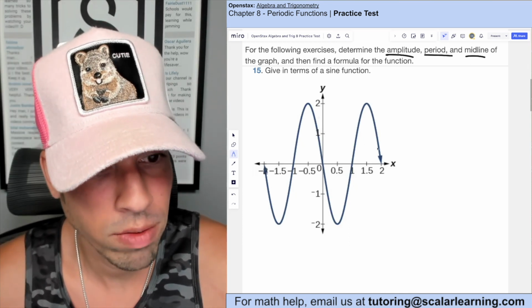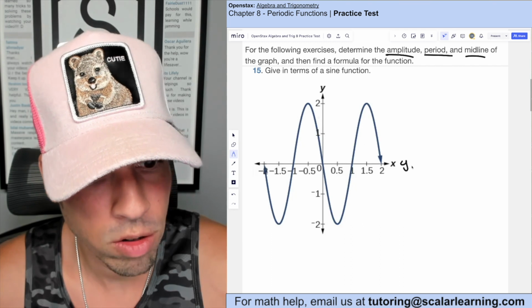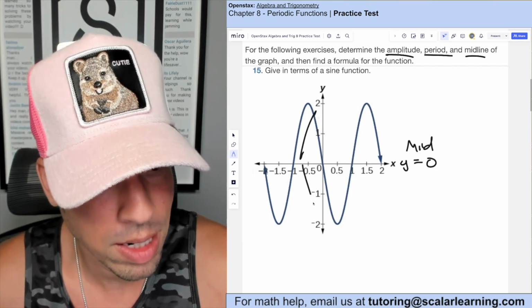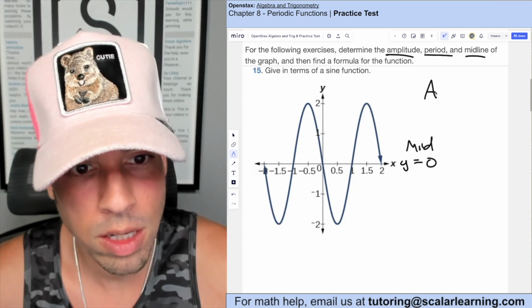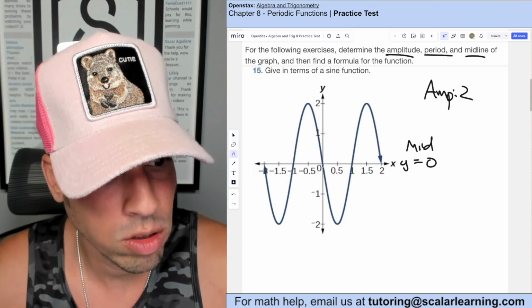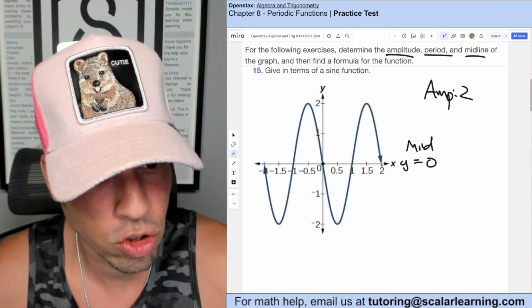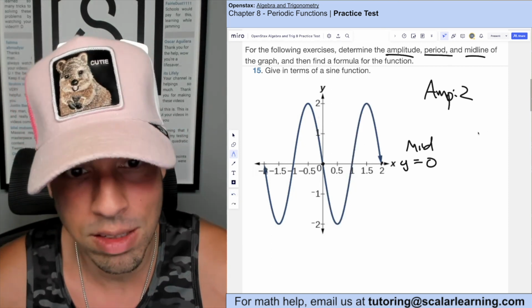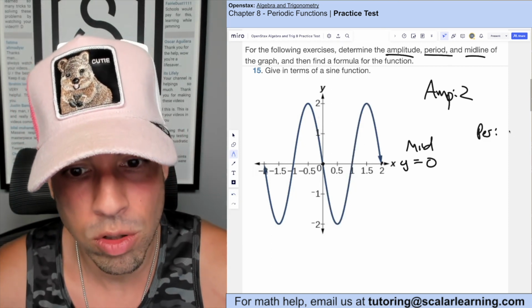Okay, so let's look at this graph. So I see the midline is right here at y equals 0. That's our midline. And then the amplitude, it looks like it's going up and down by 2. So I'm going to say the amplitude is 2. And then we got a period. It looks like it's repeating from 0 to 2, right? It's kind of going down, up, and then back down. It's completing the cycle. So the period is also exactly 2.